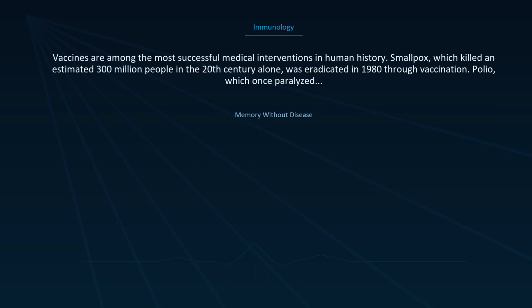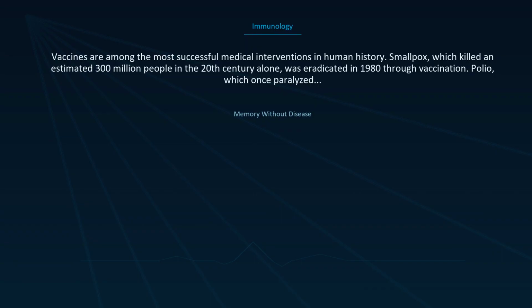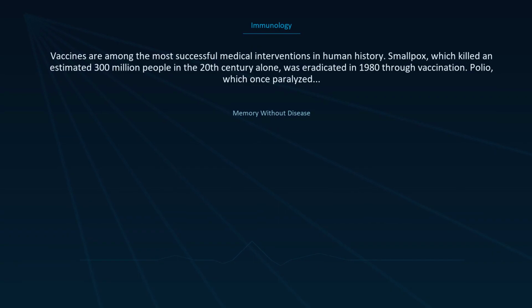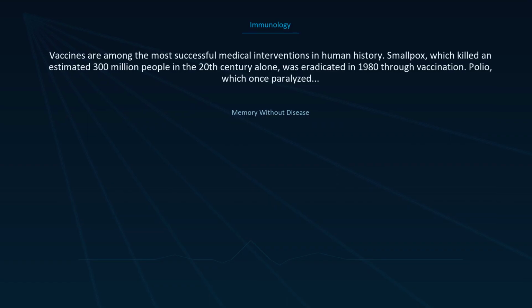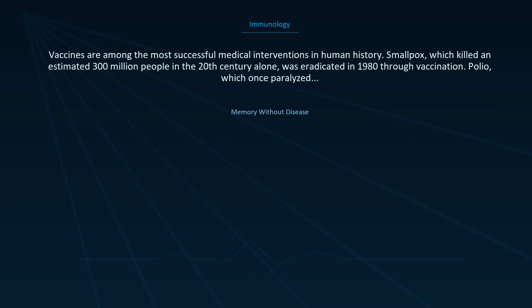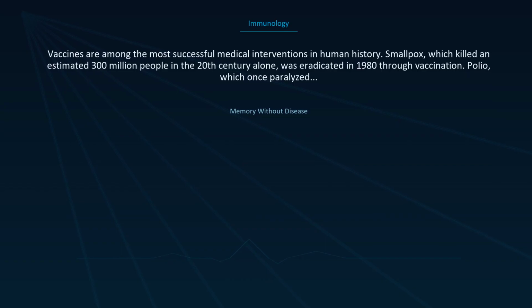Vaccines are among the most successful medical interventions in human history. Smallpox, which killed an estimated 300 million people in the 20th century alone, was eradicated in 1980 through vaccination. Polio, which once paralyzed hundreds of thousands of children annually, has been eliminated from most of the world.